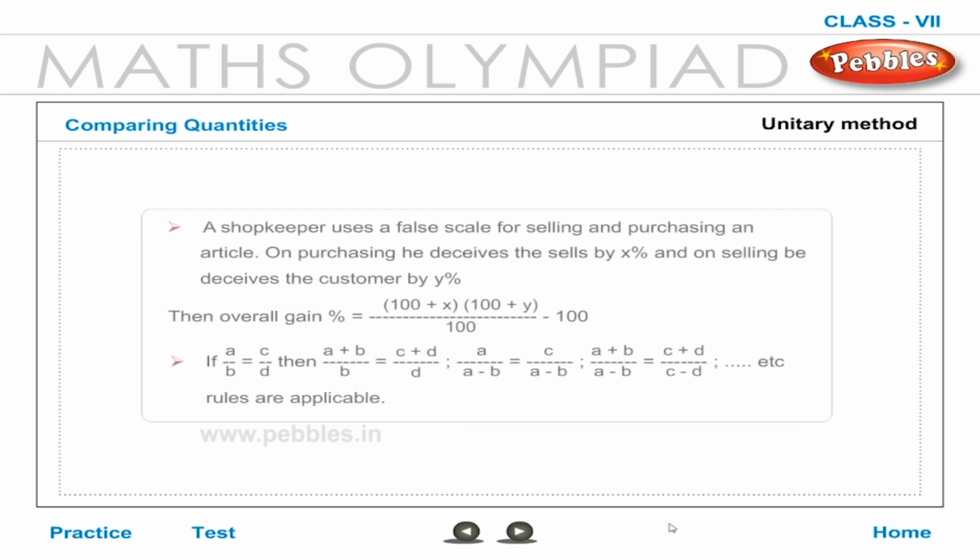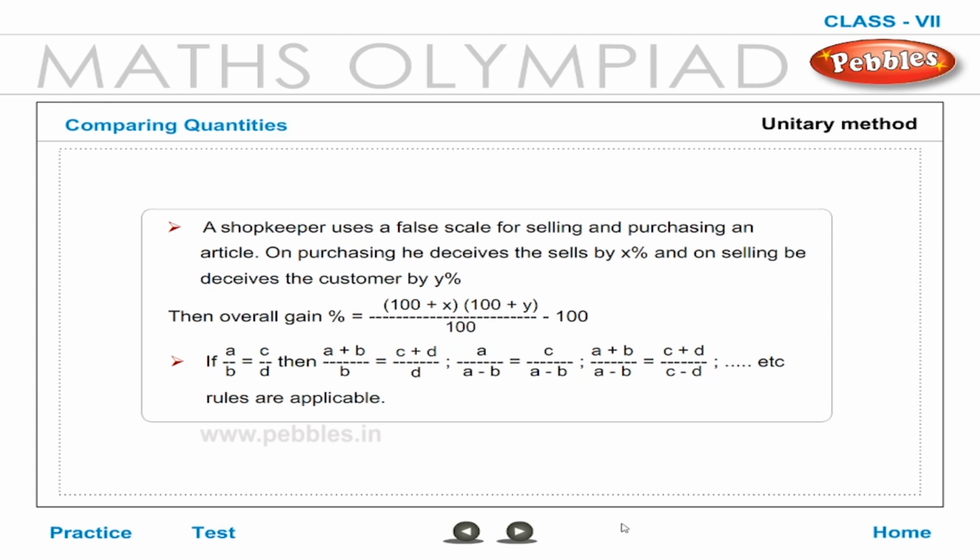A shopkeeper uses a false scale for selling and purchasing of an article. On purchasing, he deceives the seller by X%, and on selling, he deceives the customer by Y%. Then, overall gain percentage is equal to (100 plus X) into (100 plus Y) divided by 100, minus 100.